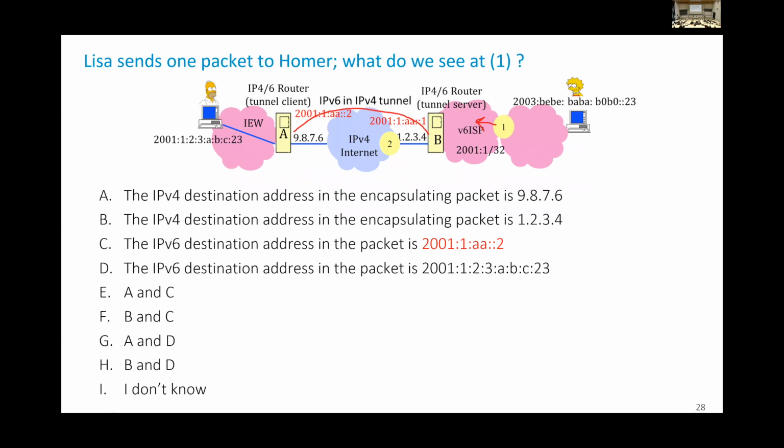So if we're in this configuration and we do a Wireshark at 1, when Lisa is sending a packet to Homer here, what will we see?